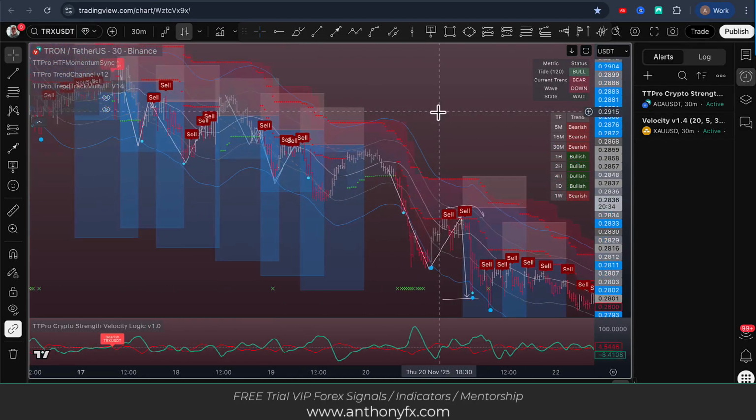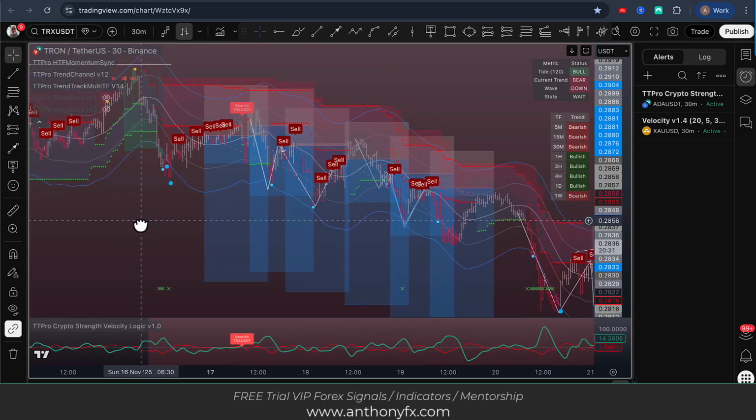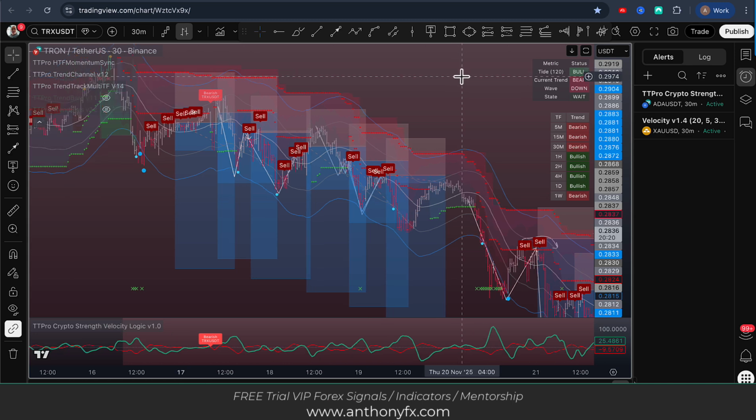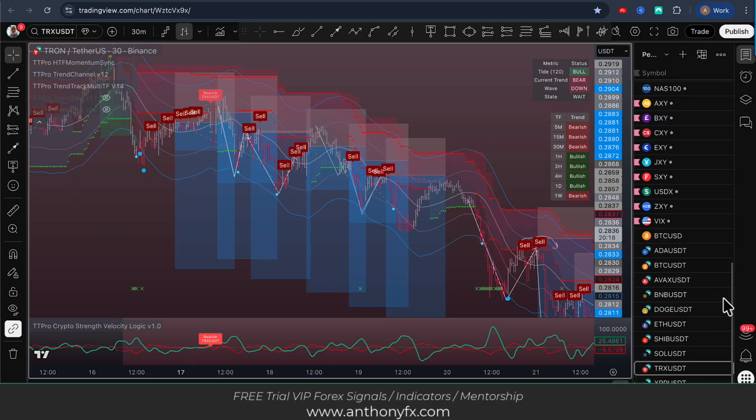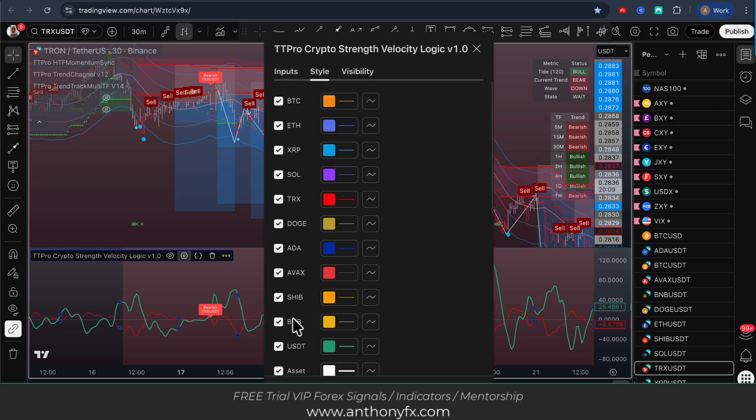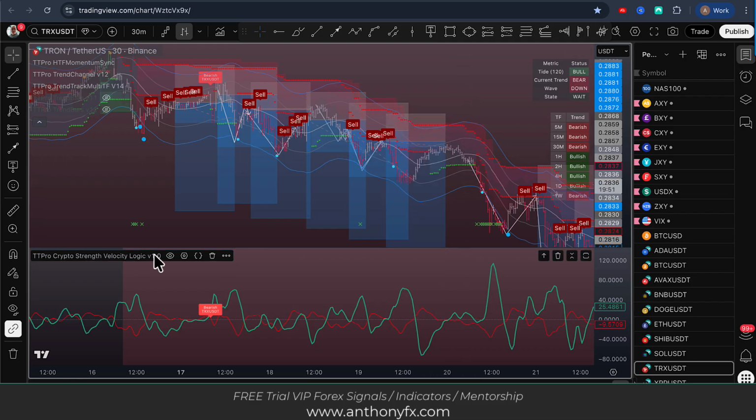Anyway, I don't want to get too technical because I'll cover this in VIP. This is just an introduction. So this is Tron, specifically, and I'll do videos on these other ones as well. This is a crypto strength, velocity, logic. It's tracking these on the indicator, but you can actually apply it to any crypto chart and it will track that chart independently of these. So this is just my main list that I've got here, and I've got these set up over here. Oh, this is Binance, by the way. This is tracking off Binance itself.